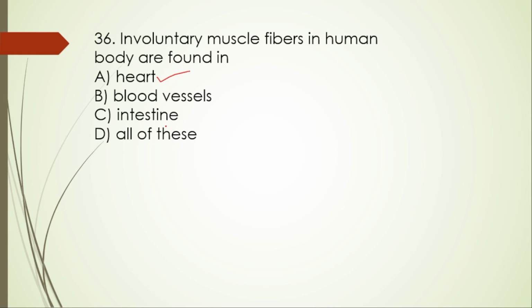Involuntary muscles in blood vessels, what happens? Smooth muscle. The walls of blood vessels contain smooth muscles that help regulate blood pressure and flow by contraction and then relaxation. This one also you can't control. And when we talk about the intestine, again it is made up of smooth muscle. The digestive tract uses smooth muscles to move food along through a process called peristalsis. This is also not under your control. So all of them are what? Involuntary muscles present in heart, blood vessels, and then intestine.